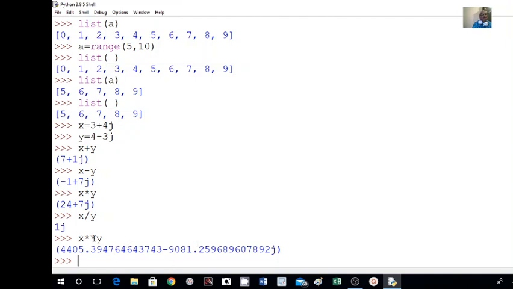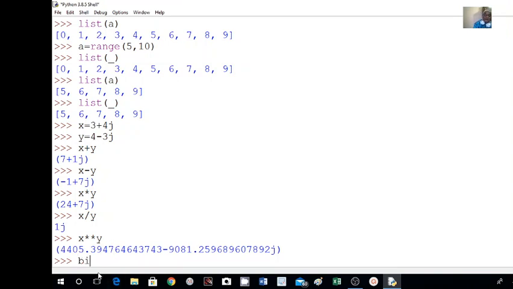What is the value of X to the power of Y? 4 to the power of minus, I don't know what this is. It is giving something, but we are not working with this. And next I will go for X star Y.